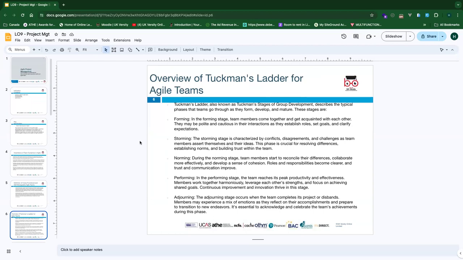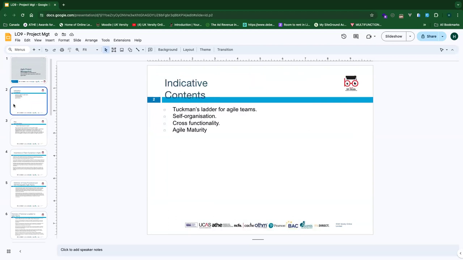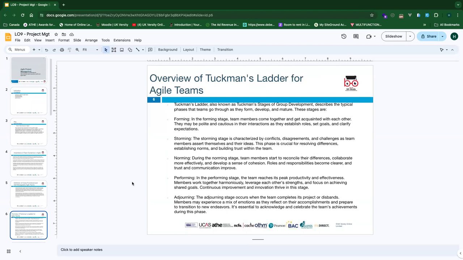We'll also be looking at an overview of Tuckman's ladder for agile teams, because this is one of our indicative content. So this is very, very important. Tuckman's ladder, also known as Tuckman's stages of group development, describes the typical phases that teams go through as they form, develop, and mature. So these stages are forming, storming, norming, performing, and adjourning.